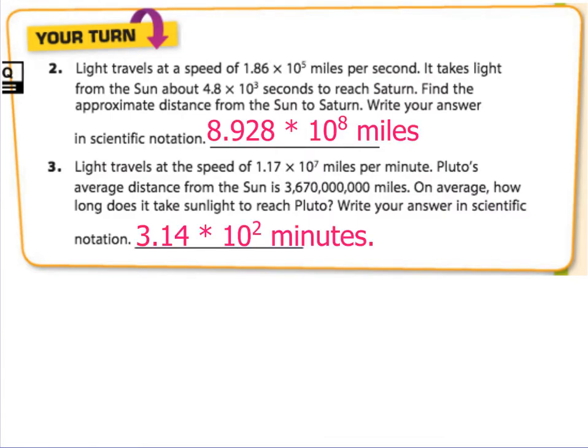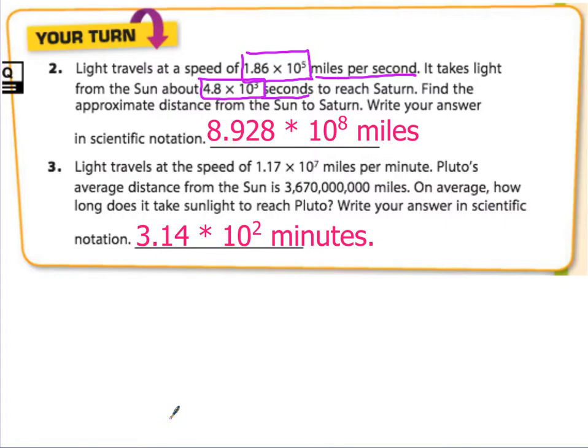All right, so you should have come up with 8 and 928 thousandths times 10 to the 8th power miles, and 3 and 14 hundredths times 10 to the 2nd power minutes. In this case, if light travels at a speed of 186 times 10 to the 5th miles per second, it takes light about this long to reach Saturn. Find the approximate distance from the sun to Saturn.